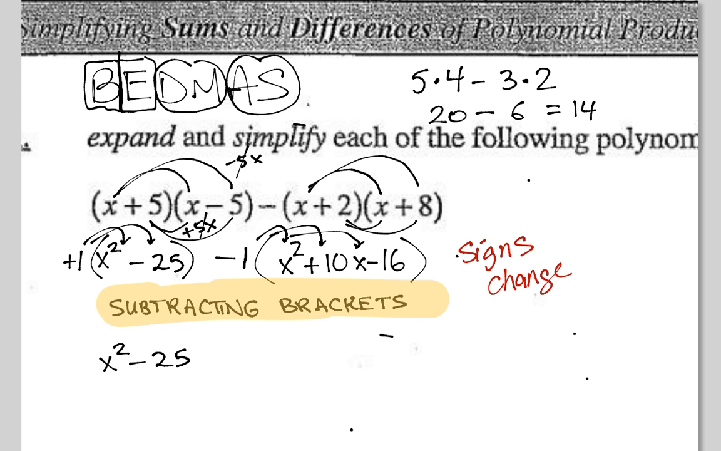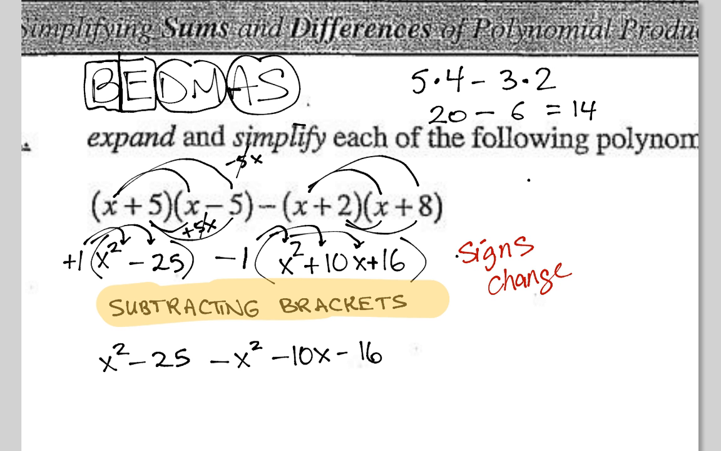Okay, so all these signs are going to switch. So x squared becomes minus x squared. 10x becomes minus 10x, and negative 16 becomes positive 16. Oh, I screwed up. It was positive 16 from the beginning, right? Thanks for catching that. Sometimes I get thinking about all this stuff and then I make little mistakes.